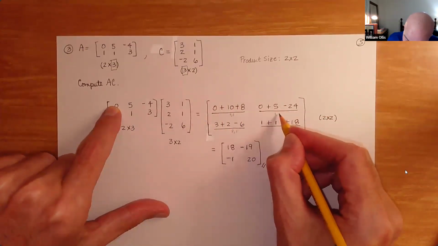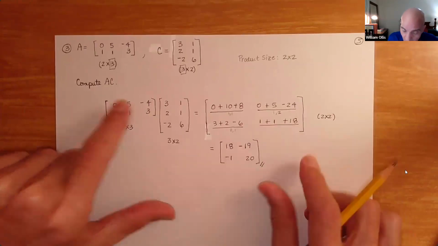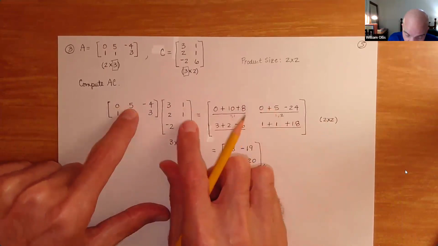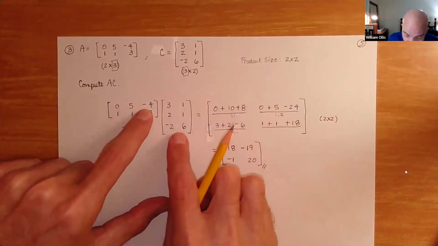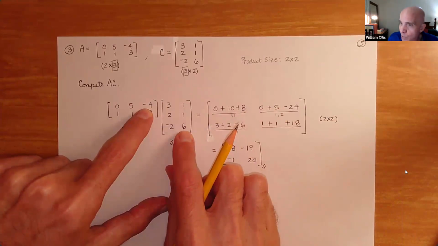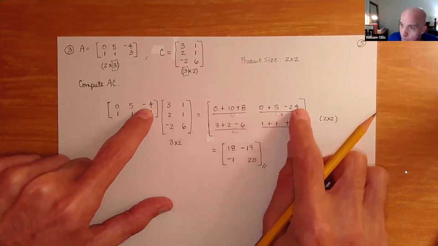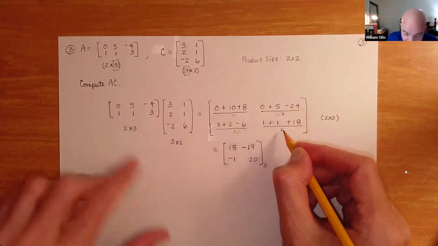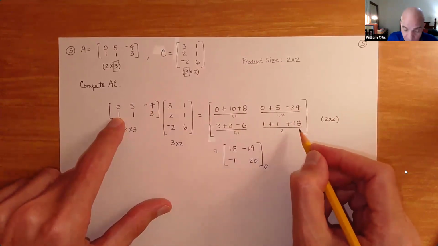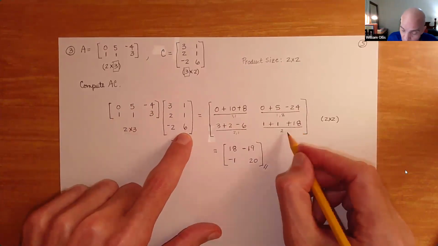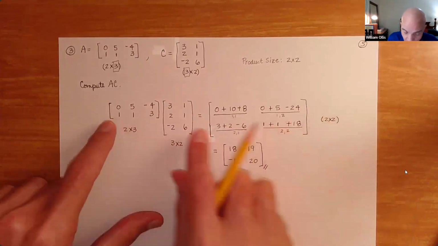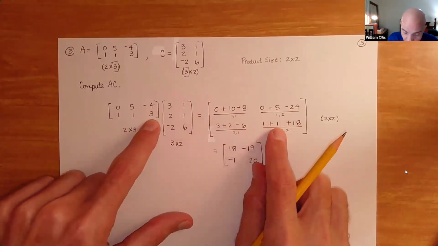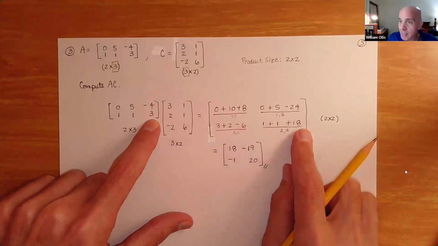And now, over here, we're going to have row 1 of the left matrix and column 2 of the right matrix. So 0 times 1 is 0. 5 times 1 is 5. Negative 4 times 6, negative 24. And then for the last entry, which will be row 2 of the left matrix and column 2 of the right matrix, we have 1 times 1 is 1, 1 times 1 is 1, and 3 times 6 is 18.